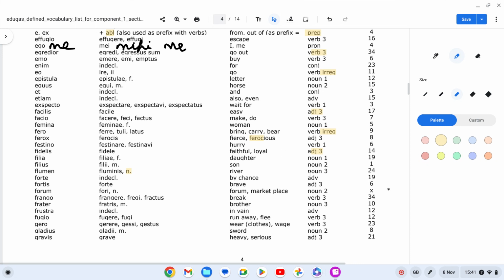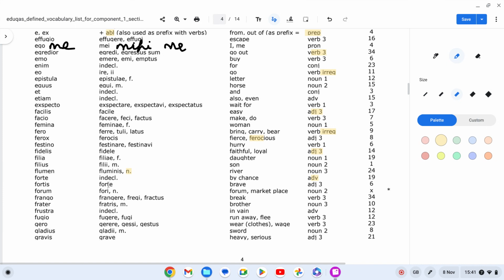Next, forte. This is an adverb. It means by chance. You just kind of know it, but the fort bit is actually to do with luck, hence fortune. And then the e is basically like an ablative ending, and adverbs often look a bit like ablatives. So by fortune, hence by chance.